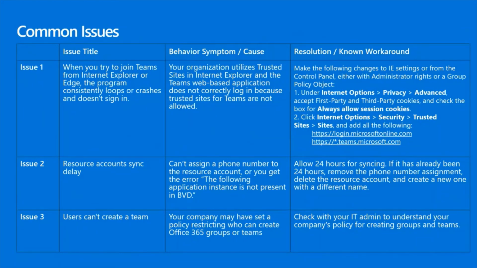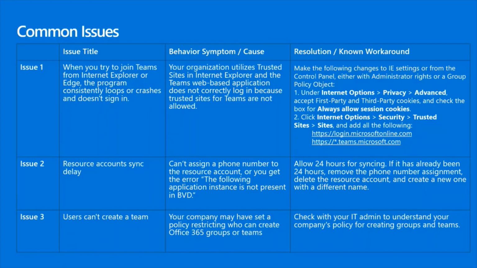These are some common issues which you can encounter. For example, resource account sync delay. It could be possible that you will not be able to assign a phone number to the resource account, or you get the error that the application instance is not present. We request you to allow 24 hours for syncing. If it has already been 24 hours, remove the phone number assignment, delete the resource account, and then create a new one with a different name.